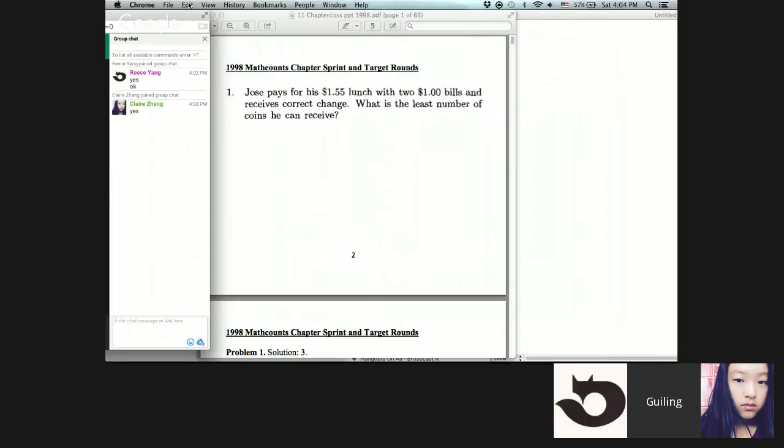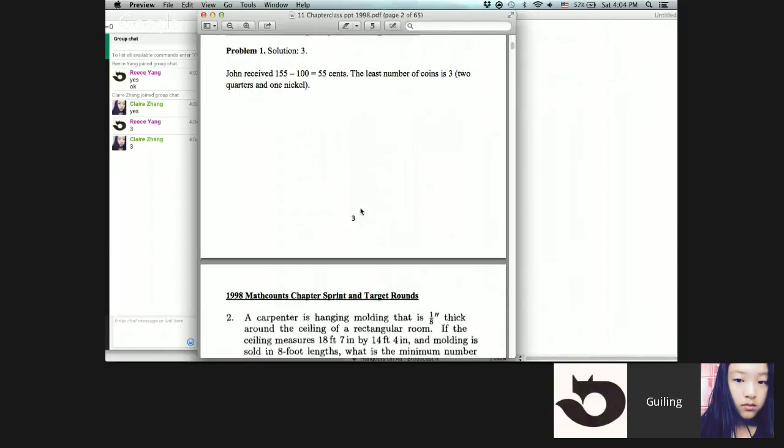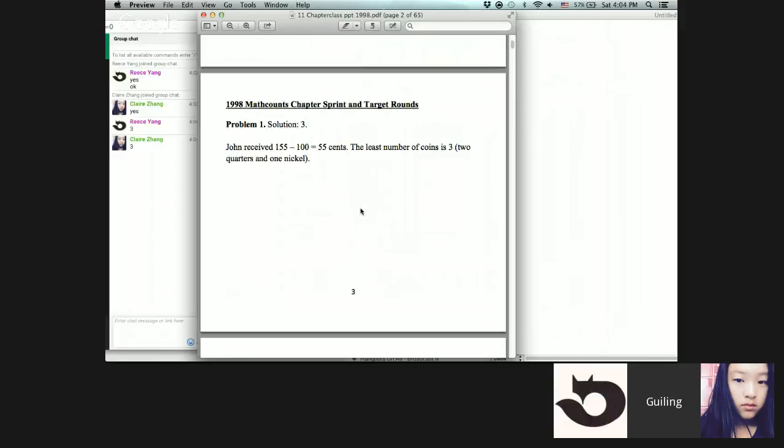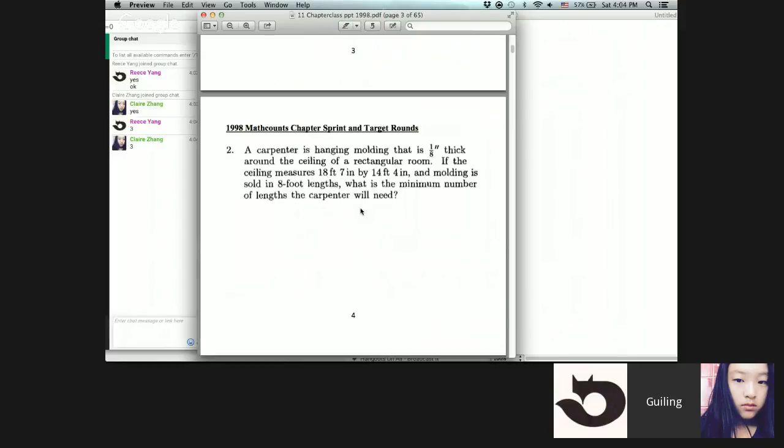Jose pays $1.55 for his lunch with two $1 bills and receives his change. What is the least number of coins he can receive? All right, nice job. The answer is 3. So just pretty simple. 10, 10, and a 25 gives us 55.